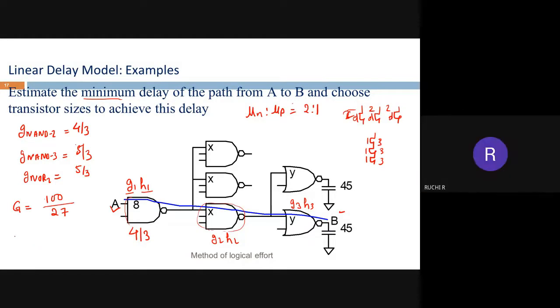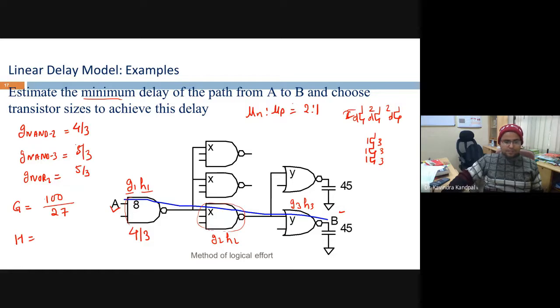What is the H? This is the value of the input capacitance which is given here. This is the value of the output capacitance which is given here. H is 45 by 8. This is how we will be giving it to you in the exam as well.